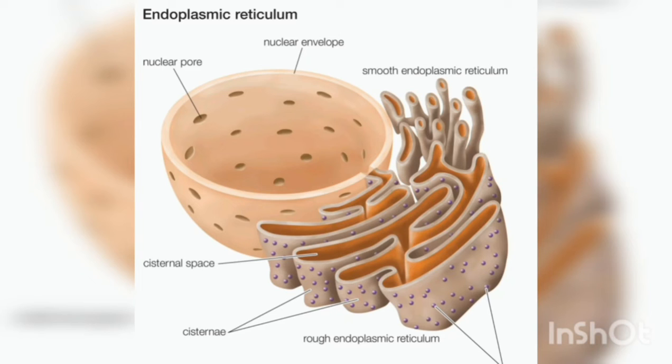Endoplasmic reticulum is of two types: rough endoplasmic reticulum and smooth endoplasmic reticulum. Rough endoplasmic reticulum appears rough due to the presence of ribosomes. These help in protein synthesis. Smooth endoplasmic reticulum appears smooth due to the absence of ribosomes. It helps in lipid synthesis. Endoplasmic reticulum acts as a channel for the transport of material between the cytoplasm and the nucleus.